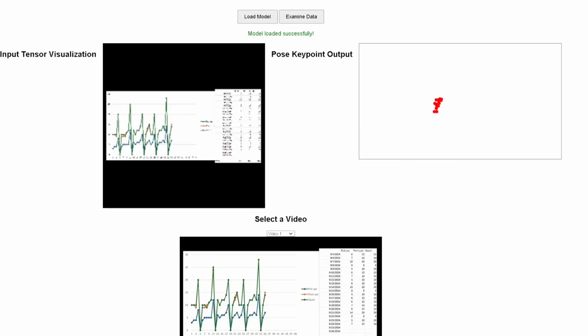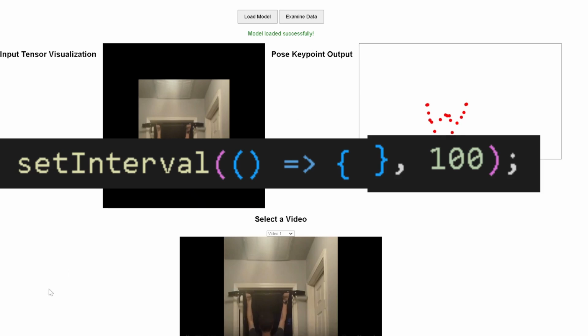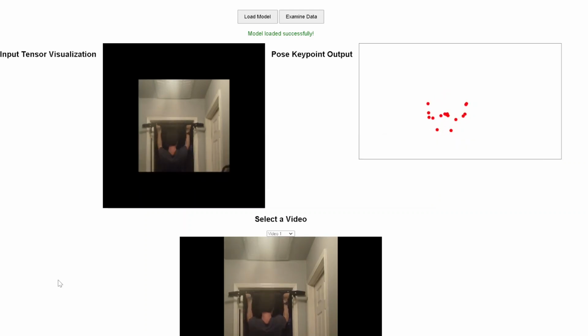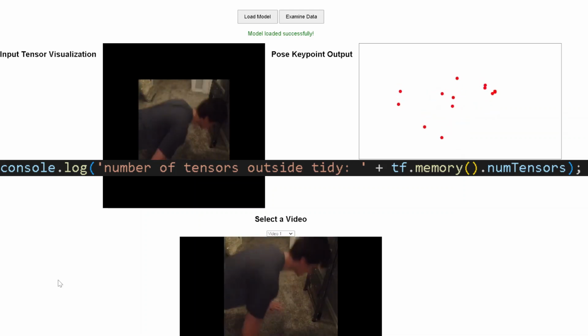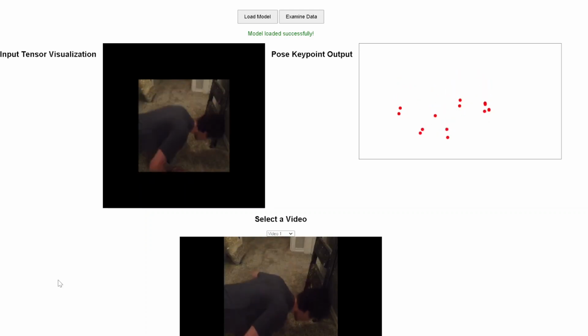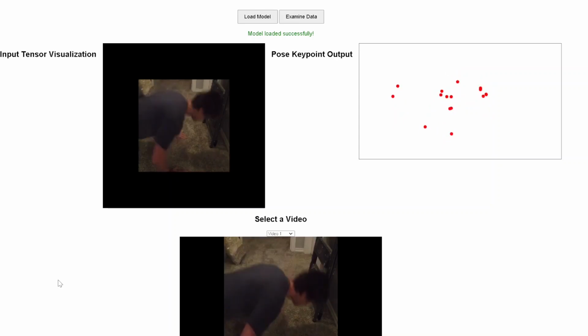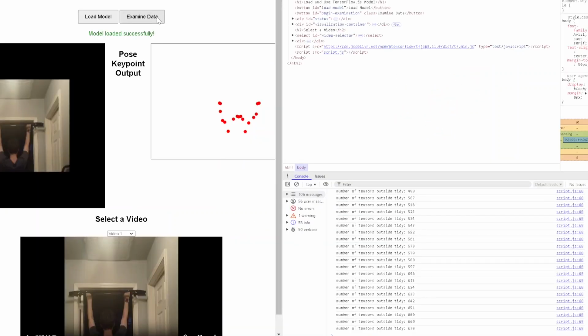Set interval is very useful for running your model at a consistent frame rate. The only problem is if you have a memory leak and you don't know it, then it will just cause your program to eventually crash. So how do you know if you have a memory leak? Well, there's this one line you can run along with your loop and see if it's catching everything. And it's on screen right now. It tells you the number of TF tensors that are in memory. And if it keeps growing, you got a problem. But if it stays the same, you're good.